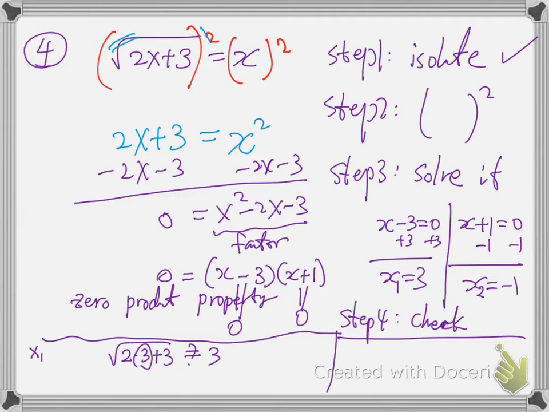So check x1 is 3. This side is radical 9, so radical 9 is 3. So x1 is okay. So x1 is the solution. Now let's check x2.